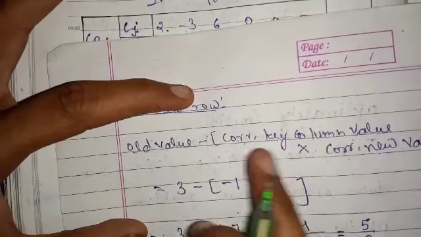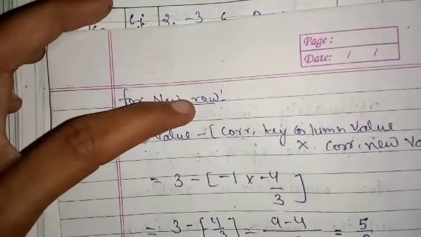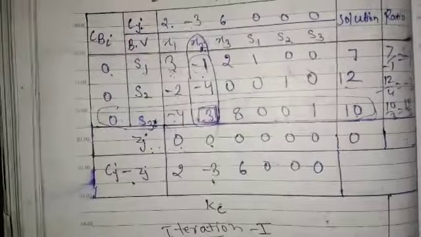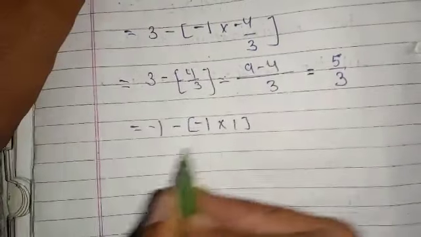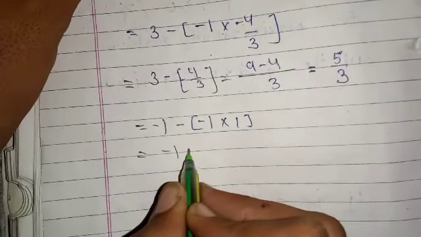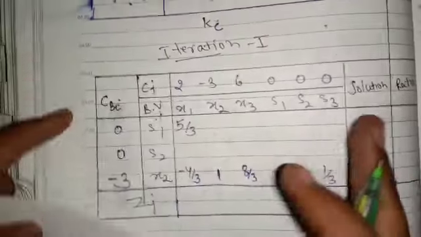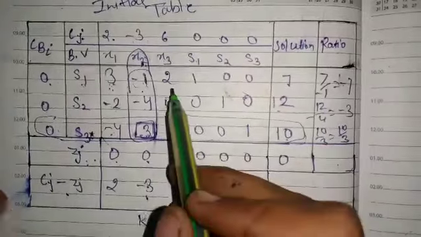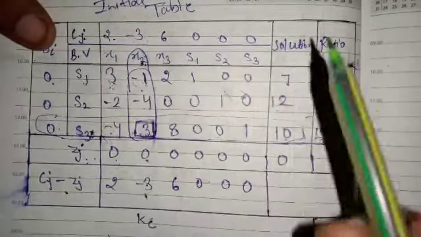For the next value, the old value is -1, the corresponding key column value is also -1 for S1, into the corresponding new value, which is 1 for the first iteration. So -1 minus (-1) times 1, minus minus plus 1, is equal to 0. So the next new value is 0. For the next value, the old value is 2, the corresponding key column value is -1, and the new value is 8/3.